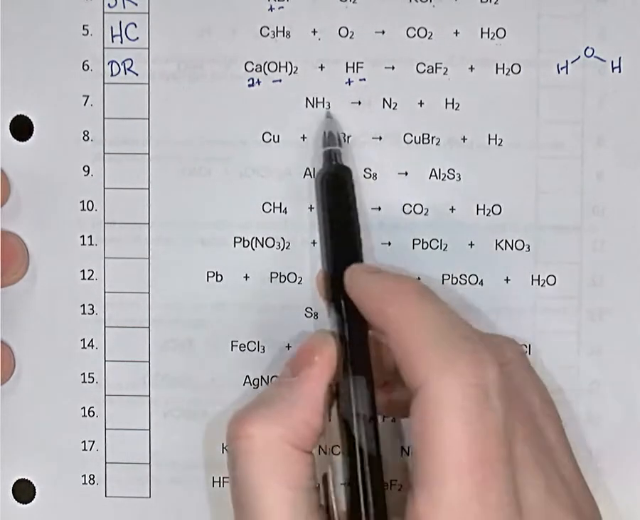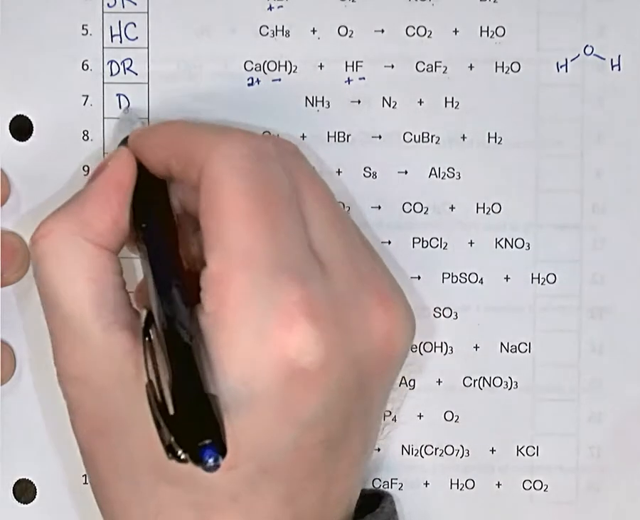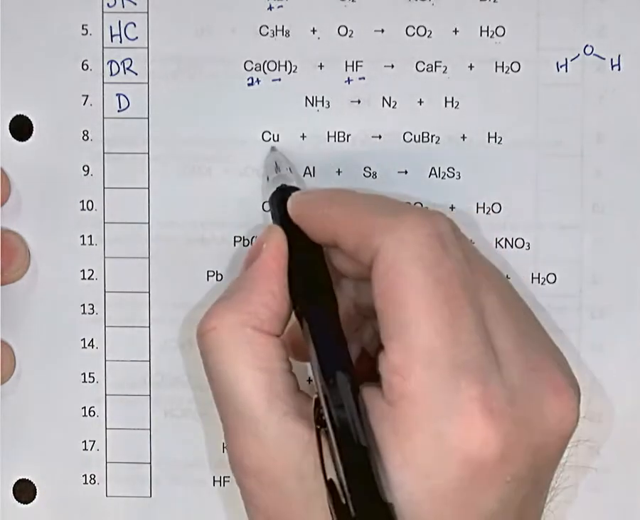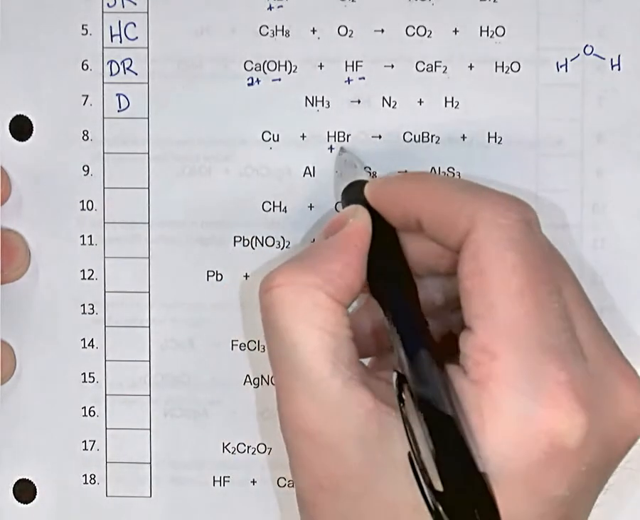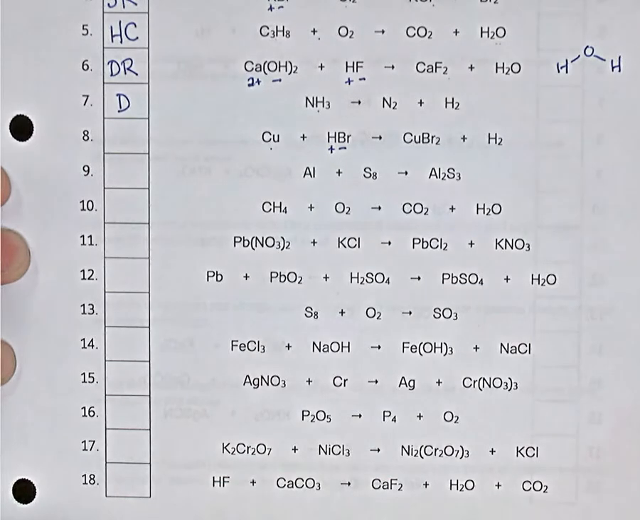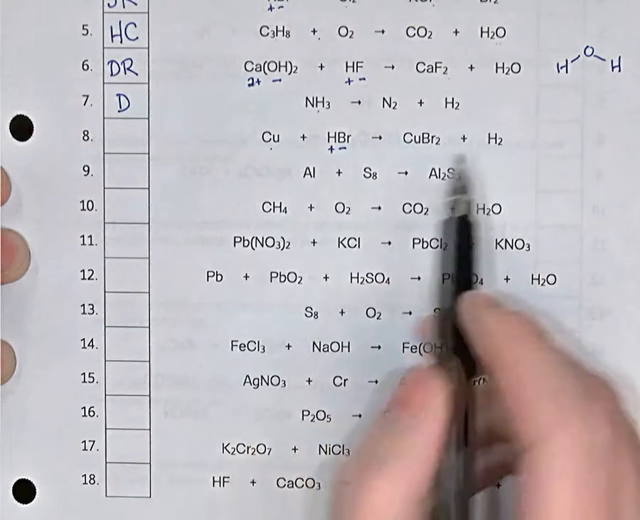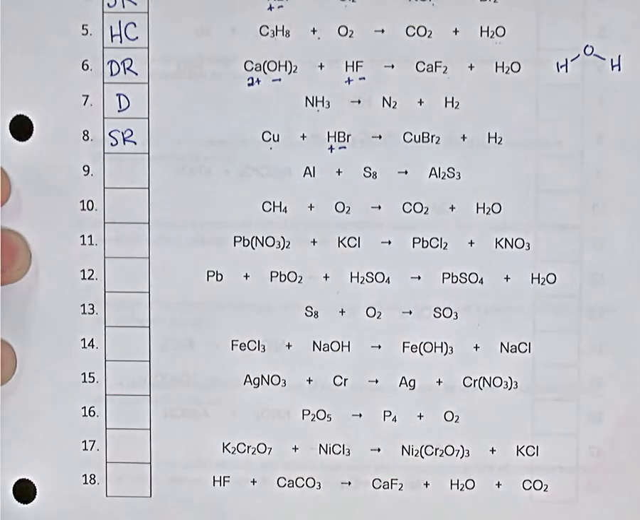So number 7, a single reactant breaks into more than one product. That's the sign of a decomposition reaction. Number 8, I have an element by itself, and it's looking over here at a compound made of 2 ions, H and Br. They're dancing together, and this element comes in to dance as well. That's the single replacement reaction.